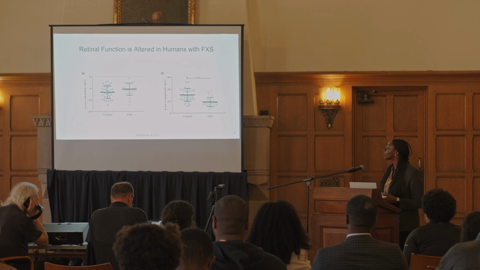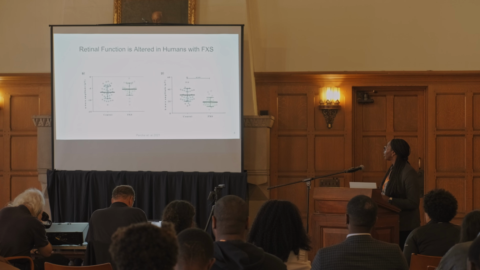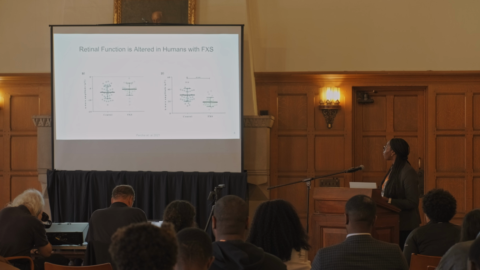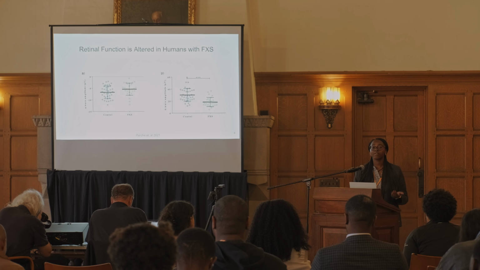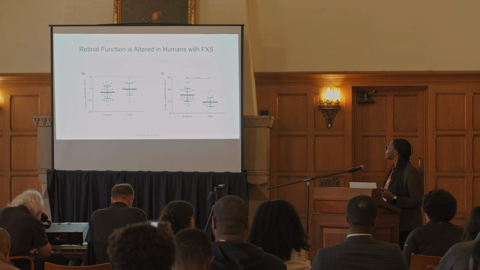You'll get an A wave, which correlates to photoreceptor function, and you also get a B wave, which correlates to inner retinal function. And this study found that the A wave in patients with Fragile X syndrome was not significantly altered compared to the control group. However, when they looked at the B wave, they found that the B wave amplitudes were significantly decreased in patients with Fragile X syndrome, which is suggesting that there is some deficit in the interneurons in the retina of patients with Fragile X syndrome.